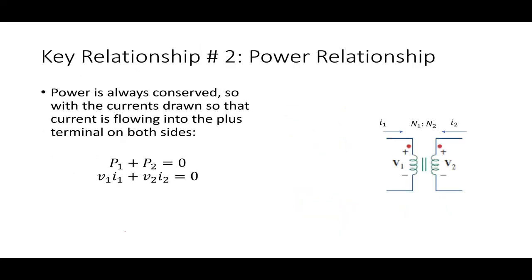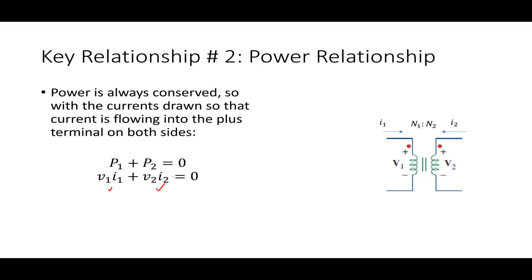Now the second relationship that I always think about is the power relationship. Because power is always conserved, it should be the case that the power into the transformer and the power out of the transformer equals the same thing, or the net power into this device equals 0. So since power is always conserved, if I have the current flowing into the plus terminal on both sides, it better be the case that P1 plus P2 equals 0, right? Where P1 is V1 I1 and P2 equals V2 I2, right?